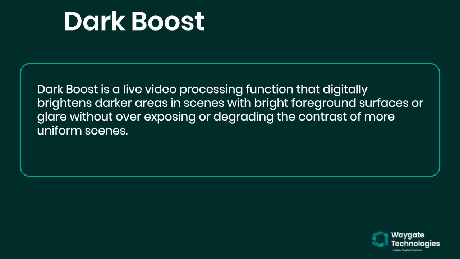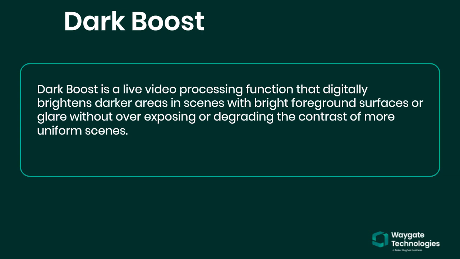Now let's discuss an image transform called Dark Boost. Dark Boost uses video processing to digitally brighten darker areas and scenes with bright foreground surfaces or glare, but it does not overexpose or degrade the contrast of uniform scenes. This can be helpful in a number of different situations, but first let's take a look at a graph that helps show what is happening behind the scenes.